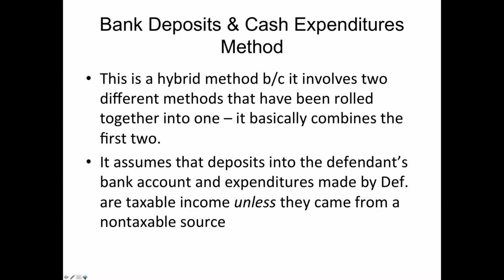Well, now we get to the bank deposits and cash expenditures method. We have a little bit of time, so I'm going to cover this briefly. This is a hybrid method. We've pretty much talked about both already, and that's because it involves two different methods that have been rolled together into one. It assumes that deposits into the defendant's bank account and expenditures made by the defendant are taxable unless they came from a non-taxable source.